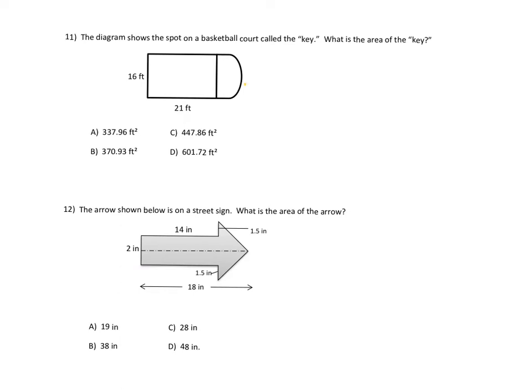Number 11 says, the diagram shows a spot on the basketball court called the key. What is the area of the key? Okay, so we had a discussion on what's the key in basketball yesterday. And so I gave you that it is all... What I'm trying to read is that it is just this. So none of these answers actually would be correct, nor is the answer on here.